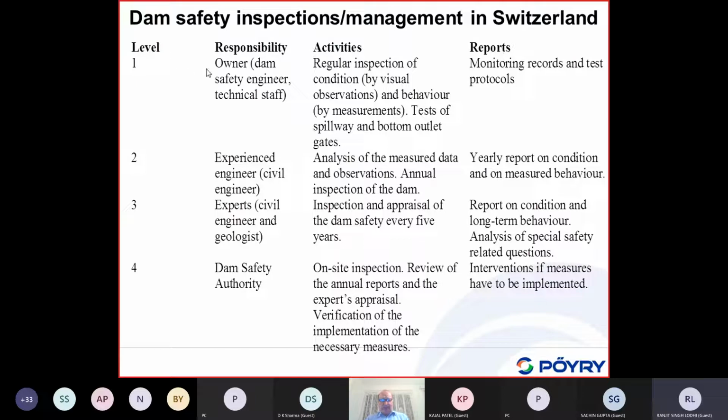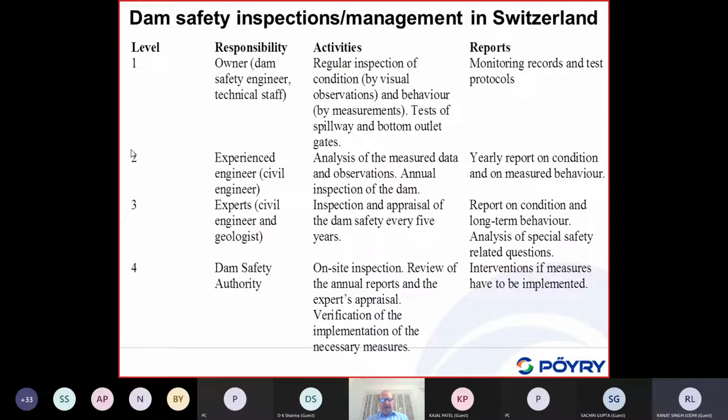If we start first with the owner and his dam safety engineer or technical staff, they are responsible for regular inspections of the dam condition by visual observations and by observing the behavior based on measurements. And they have to do tests of spillway and bottom outlet gates. So this is the responsibility of the dam owner. And every year they have to compile the monitoring records and provide the corresponding test protocols.